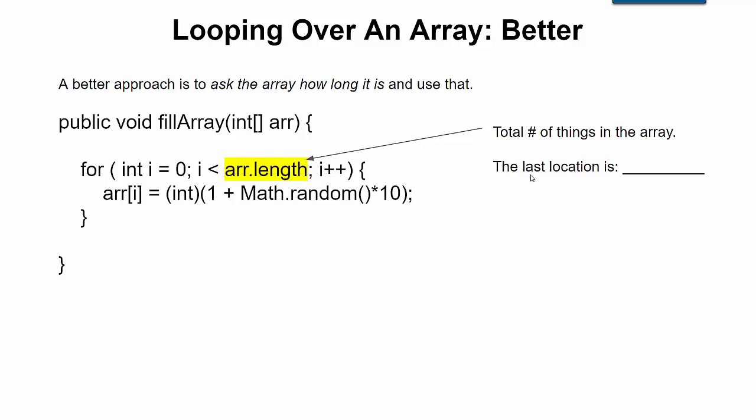Quick test of your understanding. What is the last valid location inside the list? What is the last location I can access? Think about it for a second. It is array.length minus 1. It's always one smaller than the total number of things in the array.